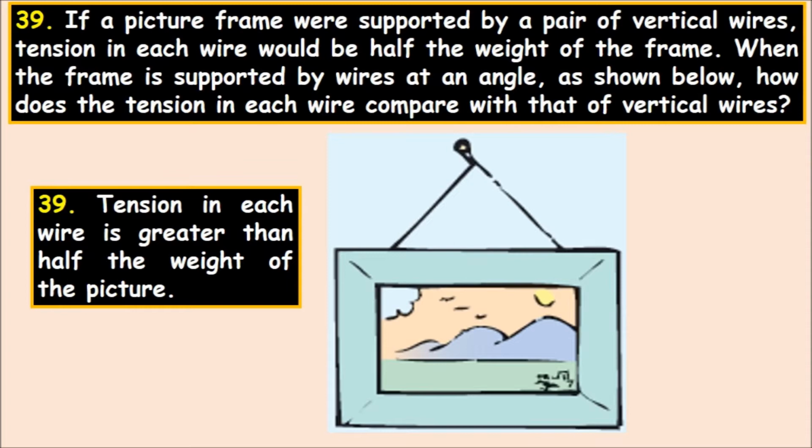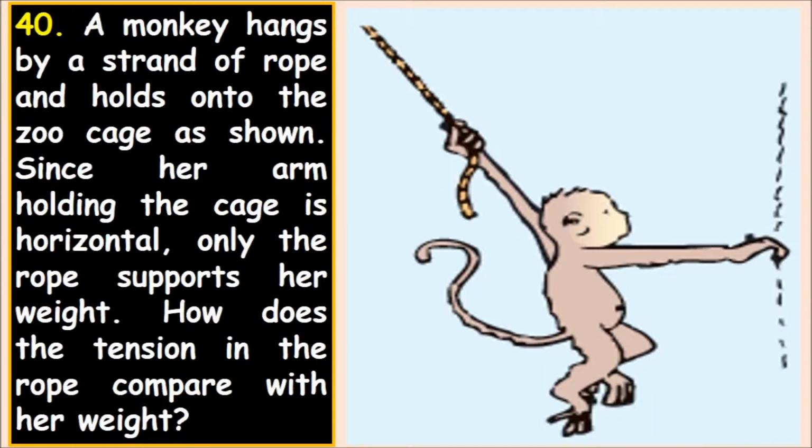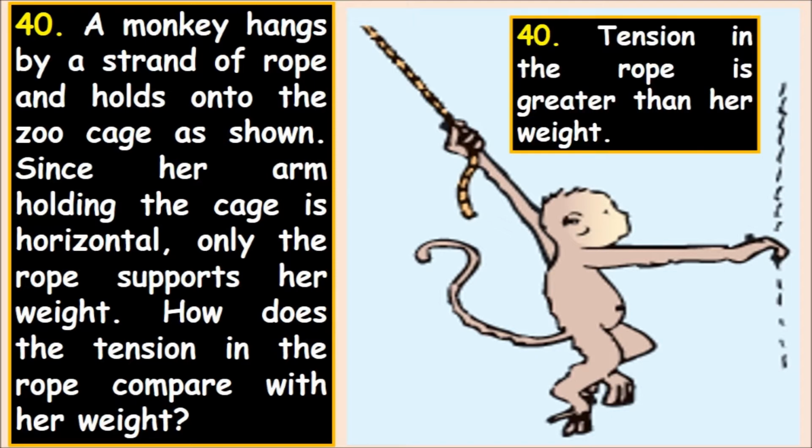The next one is going to have only one cord. So if that one cord were vertical, it would be equal to the monkey's weight. A monkey hangs by a strand of rope and holds onto the zoo cage as shown. Since her arm holding the cage is horizontal, only the rope supports her weight. How does the tension in the rope compare with her weight? Well, it's going to be at an angle. If it were perfectly vertical, then it would be equal to the weight. So the tension in the rope is greater than her weight.